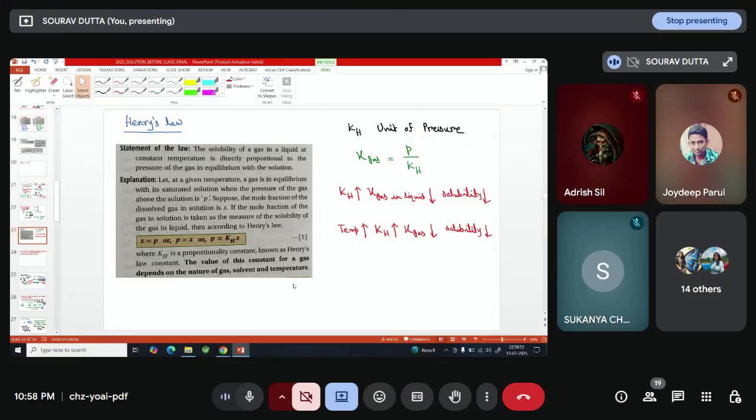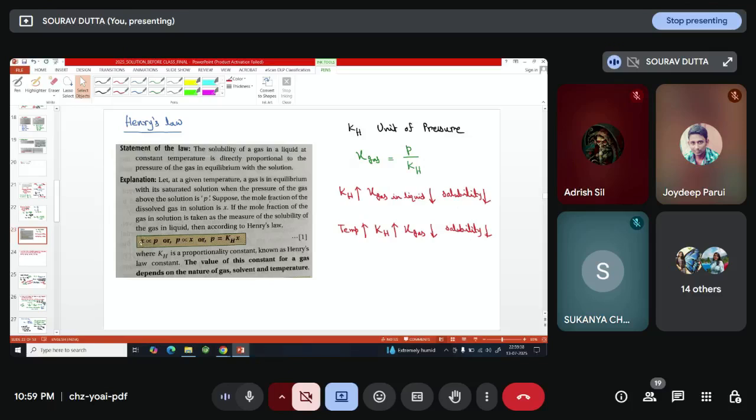Like Raoult's law, another important law is Henry's law. It is also applicable for dilute solutions. What is the statement of Henry's law? The solubility of a gas in a liquid at a constant temperature is directly proportional to the pressure of the gas in equilibrium with the solution. Solubility can be represented in terms of concentration or in terms of mole fraction. Here it is written in terms of mole fraction.